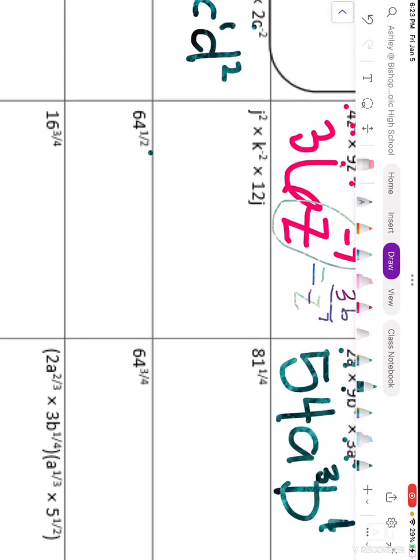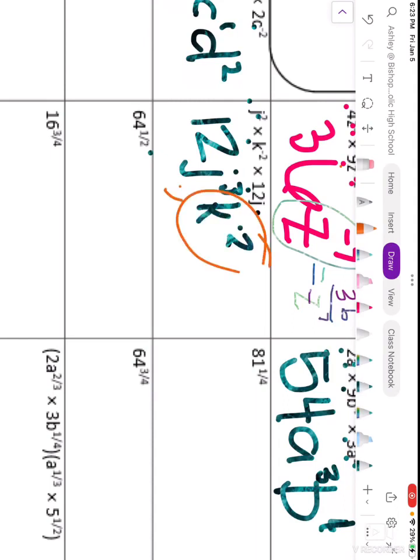If we multiply these, 1 times 12, that's 12. Add our j's, so 2 plus 1 is 3. And then k to the negative 2. We can simplify that negative exponent by flipping it to the bottom. So 12 j to the third over k squared.